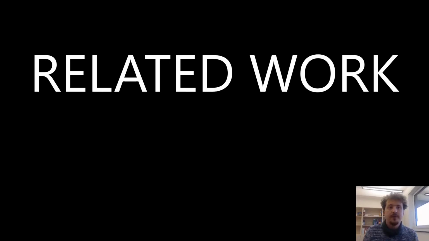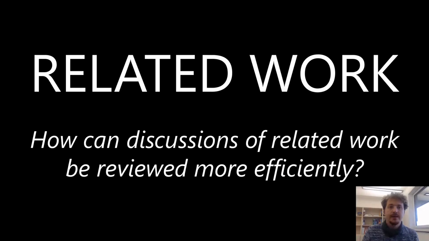However, they have quite limited time for doing the review, and so can't afford a full-fledged literature search for every paper they review. Hence, the question arises, how can discussions of related work be reviewed more efficiently? And the idea here is to use citation information for that.